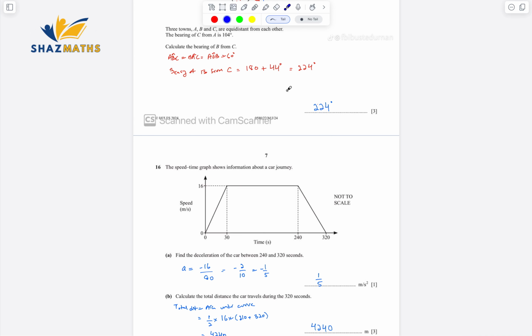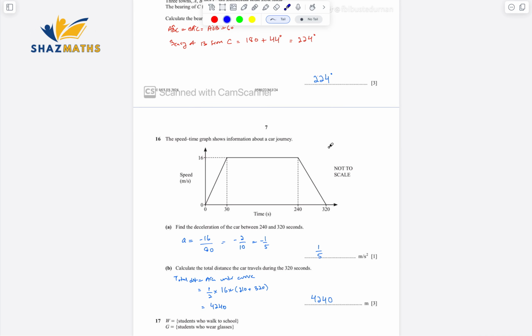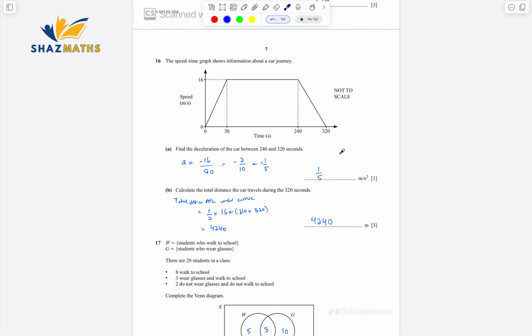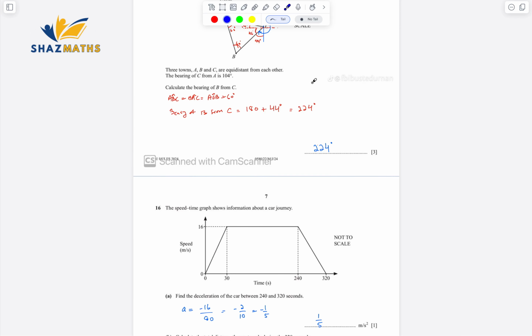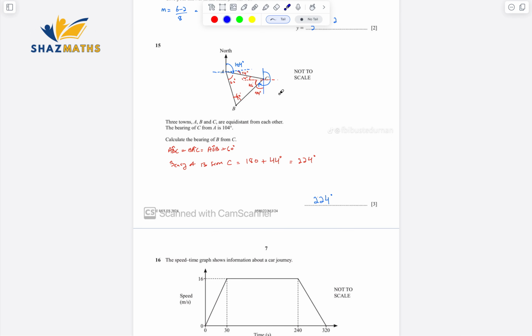Just gonna double check quickly. So horizontal 90 and then goes away 14. Perfect. 14, 60 minus 14 gives me 46, and then this whole is 90. So 90 minus 46 is 44. Perfect. And then 180 plus 44. So bearing of B from C. Okay, perfect. Let's go ahead.